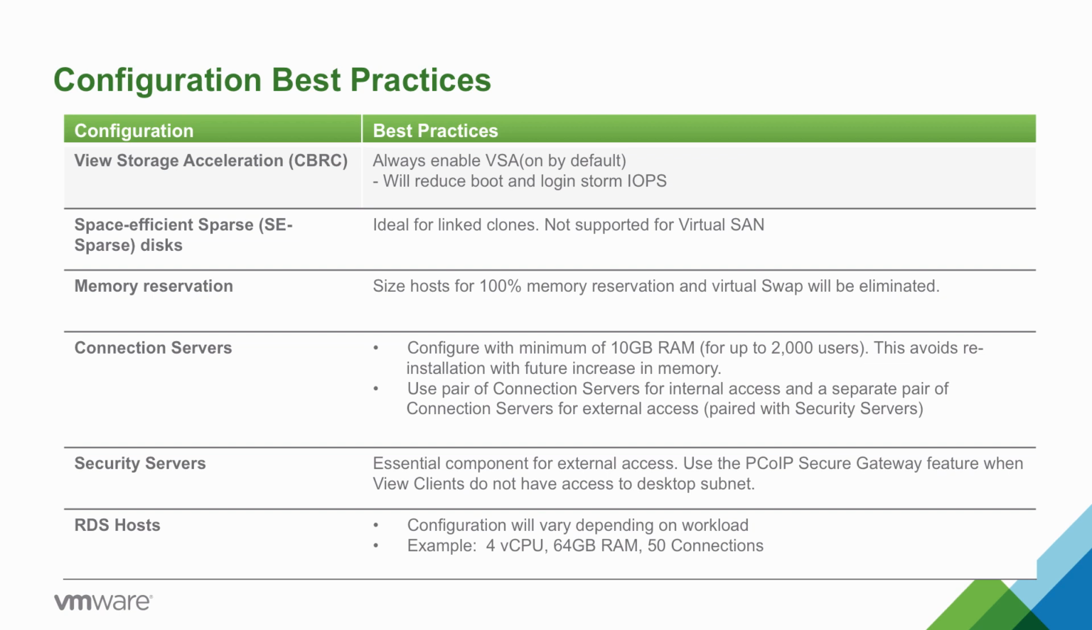And finally, just some information on RDS hosts. RDS hosts are obviously new to View, but they're not new in the IT world. So your configuration is going to vary depending on your workload, but a good starting configuration might be 4 virtual CPUs, 64 gigs of RAM, and about 50 connections. Again, this is going to vary, and you need to do some sizing around this.